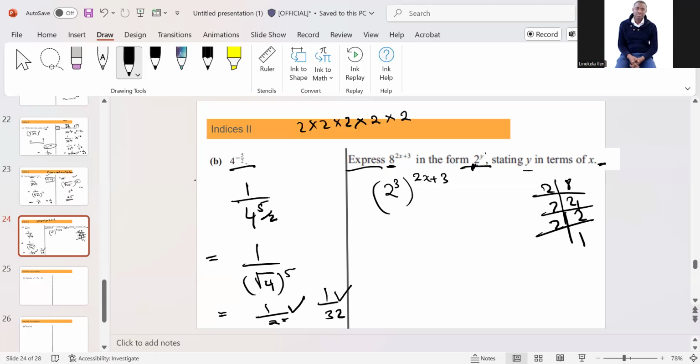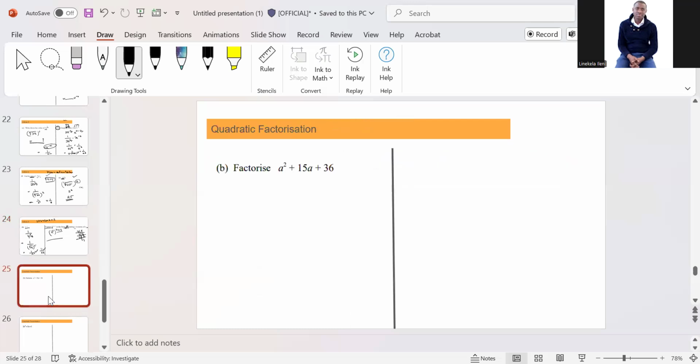Then they said where this can literally be, what we are saying is your y. And that's it. That's it. Here they only said express. They did not say do any other thing. Just express. They didn't say solve.